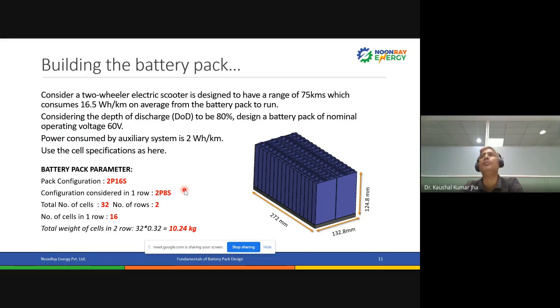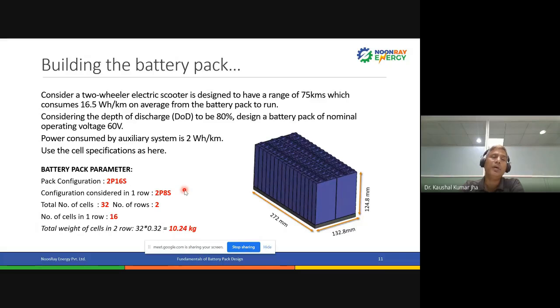What does depth of discharge mean? I'll never charge the battery fully, and I'll never discharge the battery fully. That means I'll charge a maximum of 80% and discharge a maximum of 80%. That is what is known as depth of discharge. Why don't we use 100%? The reason behind it is that it increases the cell life and pack life.